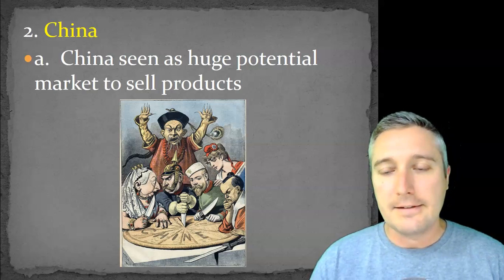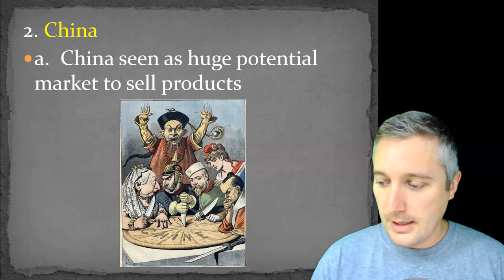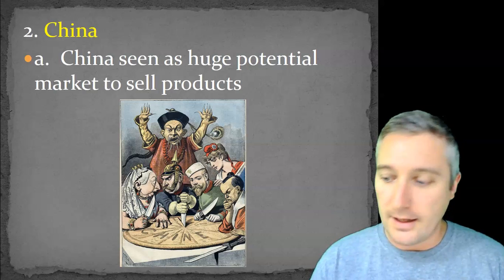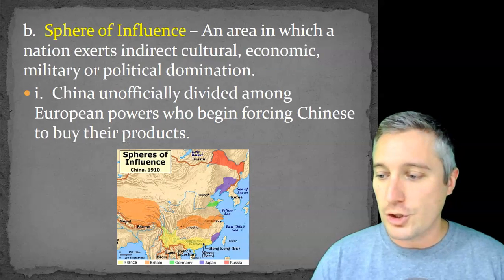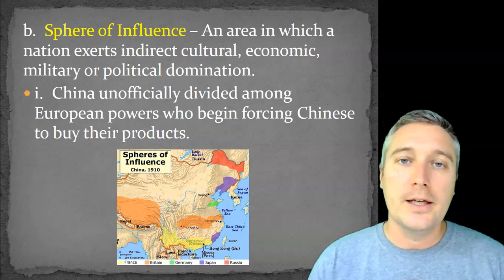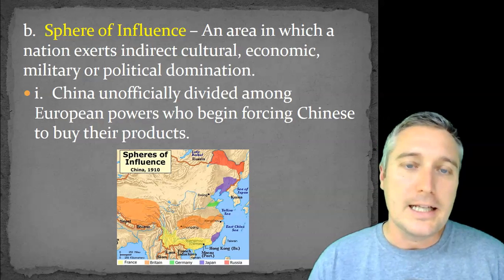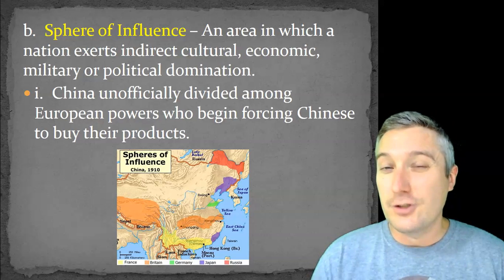So again, not condoning it, but I thought this illustration kind of accurately portrayed how the European nations felt about China. They were willing to carve it up amongst themselves with no input from the Chinese. Well, what they're going to do in China is a little bit different from Africa, where in Africa they carved it up and each nation kind of got their own colony there. In China, it's going to be different.